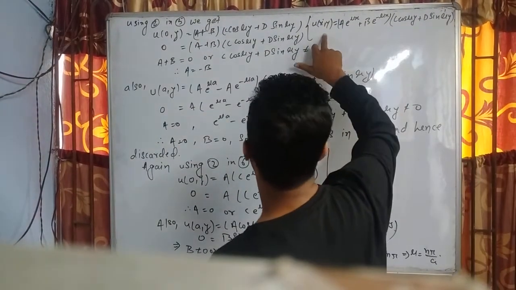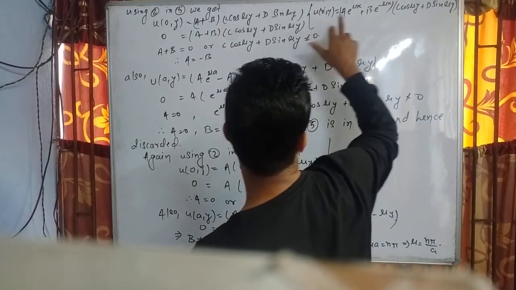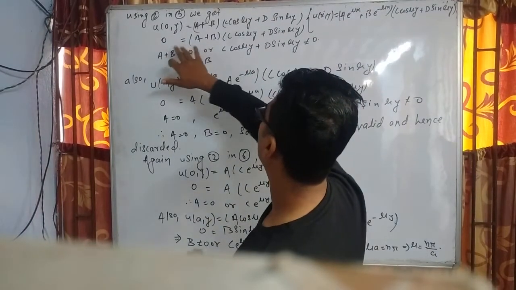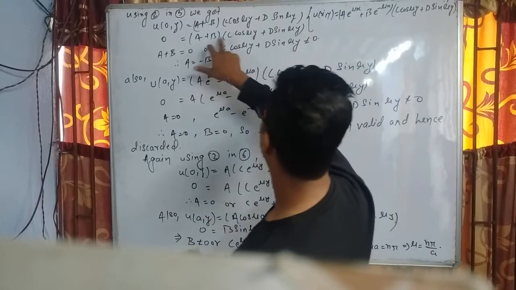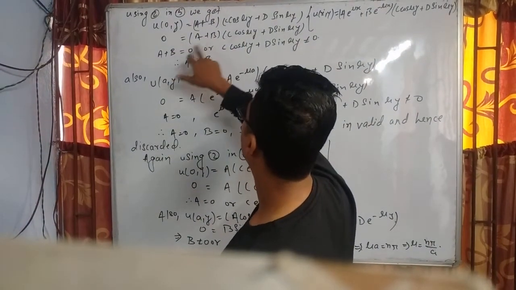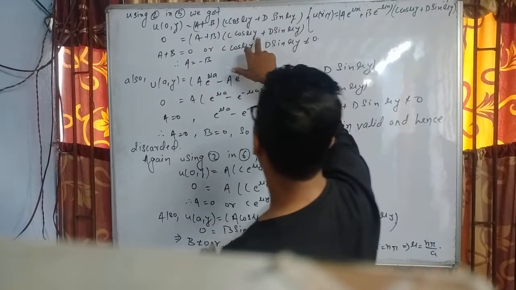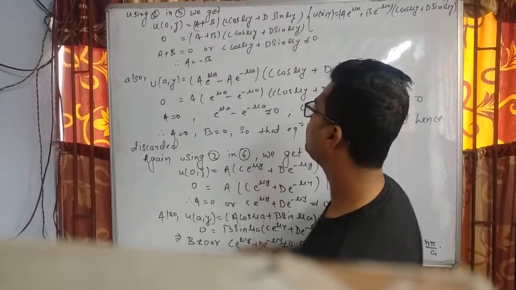So we'll put 0 in place of x and y as it is, so we'll get e to the power 0 and e to the power minus 0, which becomes 1, and we simply get 0 equal to (a plus b) times (c cos μy plus d sin μy). Now these two products give 0, so either a plus b is 0 or c cos μy plus d sin μy is equal to 0, and this can't be 0, so a plus b is equal to 0, which gives a equal to minus b.